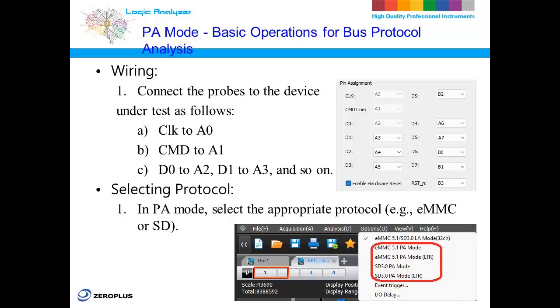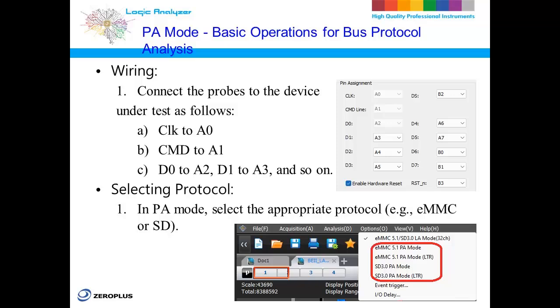In PA mode, depending on your testing requirements, you'll need to choose the appropriate protocol for analysis. eMMC. If you're analyzing the eMMC protocol, selecting this mode allows you to monitor and decode commands, data transfers, and status reports from eMMC devices. SD. If your device under test is an SD card, select the SD protocol mode.